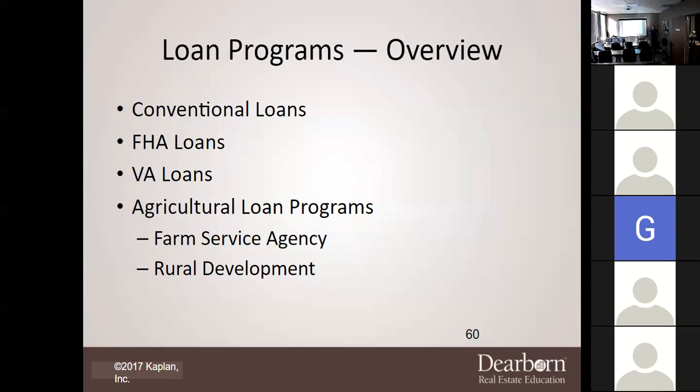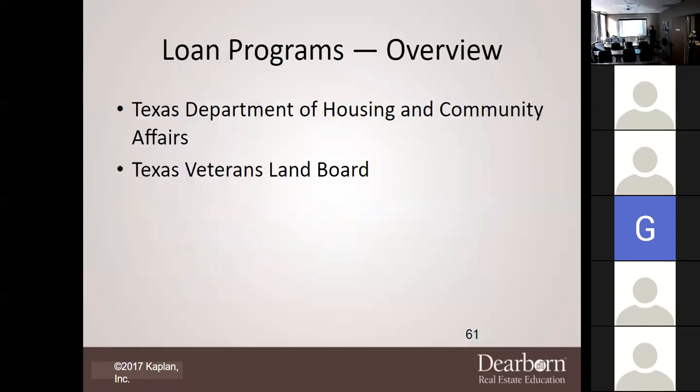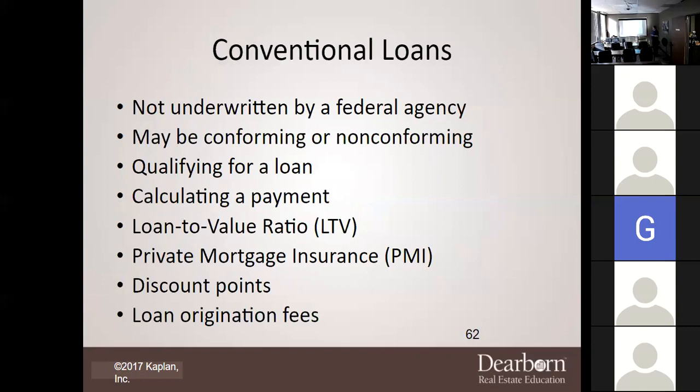Okay. So again, there are some of these different benefits. And of course, if you're agricultural, there are different types depending upon the rural development, farm service agencies, many different places. And also USDA loans oftentimes fall underneath these. Now understand that under these loan programs, there are different types of areas. So there is the Texas Department of Housing and Community Affairs, the Texas Veterans Land Board. But what I want to talk about mainly is the conventional loans, and then talk about the other ones.